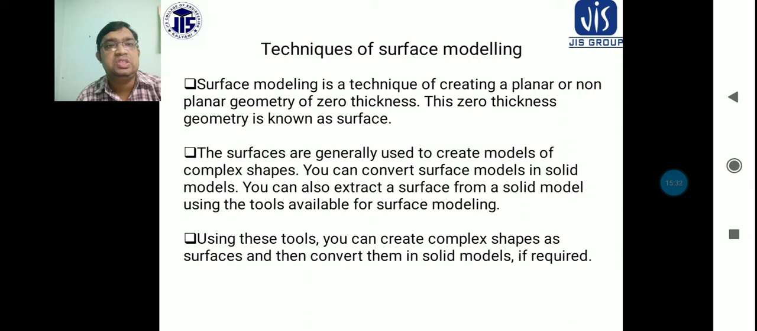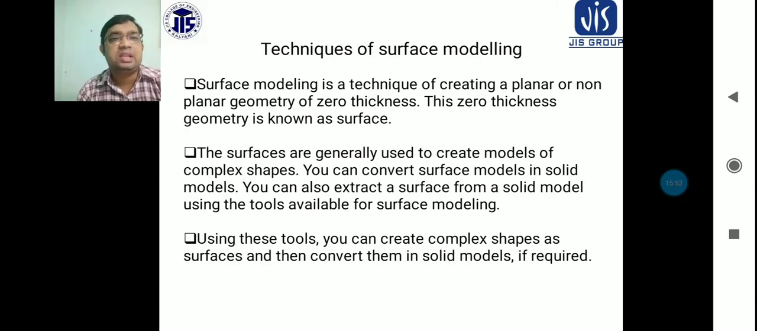This zero thickness geometry is known as a surface. First you have to consider which technique you use for creating a surface model, that means you require the surface. The zero thickness geometry is known as the surface.